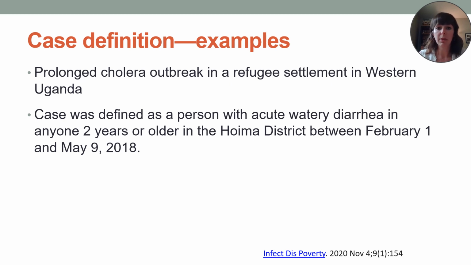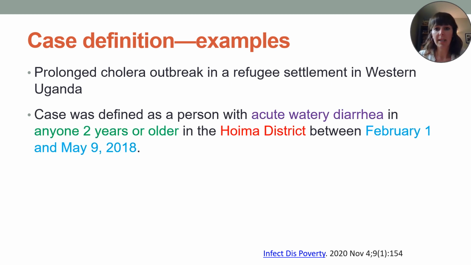So this first example is from a cholera outbreak that affected people living in a refugee settlement in western Uganda. In this outbreak, investigators defined a case as a person with acute watery diarrhea in anyone 2 years or older in the Hoima district between February 1st and May 9th, 2018. In this example, cases were identified by reviewing medical records from 2 different cholera treatment centers that conducted active community surveillance in the affected sub-counties to create an updated line list.